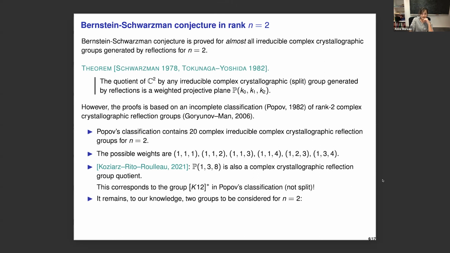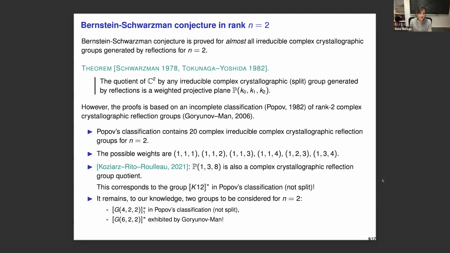So, to my knowledge, 2 groups have to be considered to finish the n is equal to 2 case. First of all, there is still one non-split case in Popov classification. And second, this group exhibited by Goryunov and Mann is split, but not dealt with anywhere so far. But okay, so to summarize, there are many works for n is equal to 2.